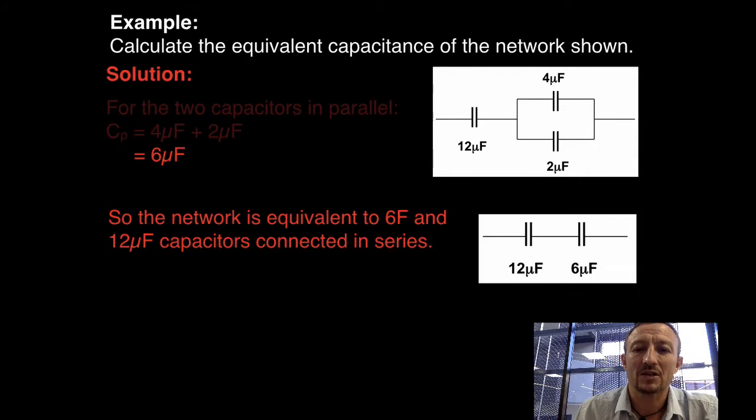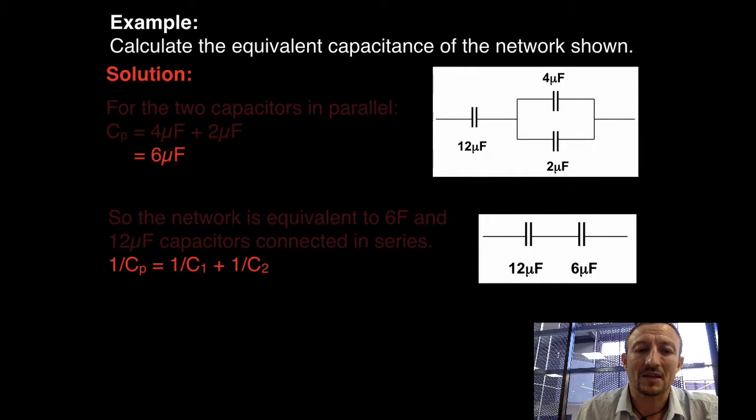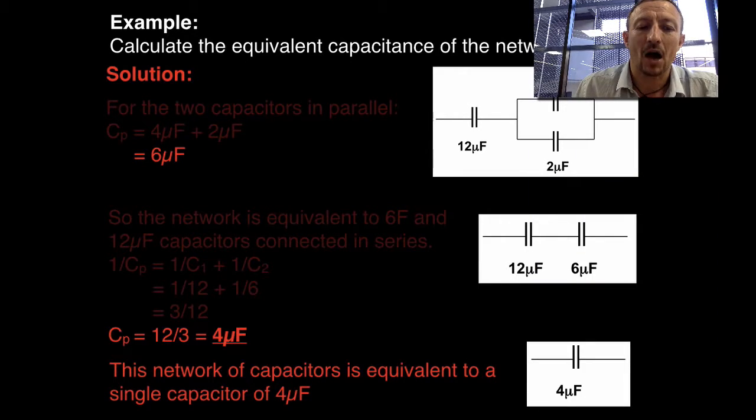So that gives me a situation where I've got a 12 microfarad capacitor now joining with that combination of those two parallel capacitors, which equals 6 microfarads. So now I've got two capacitors in series. So I use my formula for series, which is 1 over C equals 1 over C1 plus 1 over C2. Substitute in my values, so I get 1 over 12 plus 1 over 6, which is the same as 3 over 12. Then I have to inverse it, so I get 12 divided by 3, which means that the overall circuit has an overall capacitance of 4 microfarads.